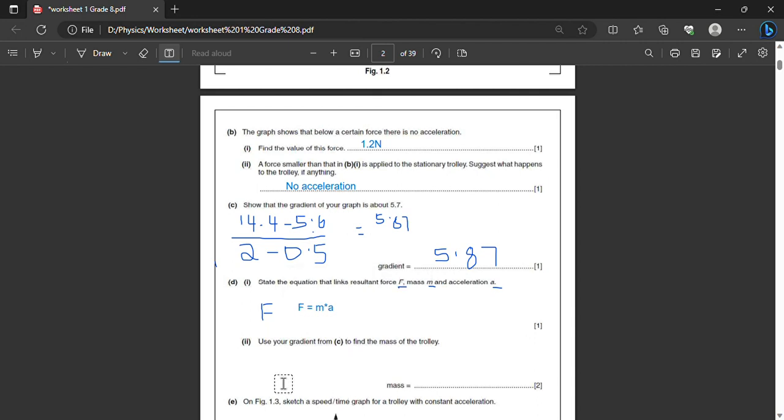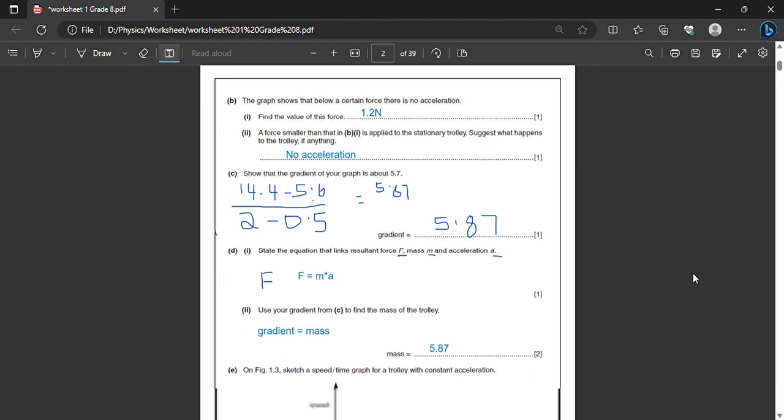Then, using the gradient from C, find the mass of the trolley. So in these graphs, if you ask for the mass, the mass is just the gradient. So the value of the gradient is equal to the value of mass. So I use the gradient from C. The C we got as 5.87. So obviously the mass will be 5.87 because the gradient is equal to the mass. So let me write here, gradient is equal to mass. I hope this is clear.